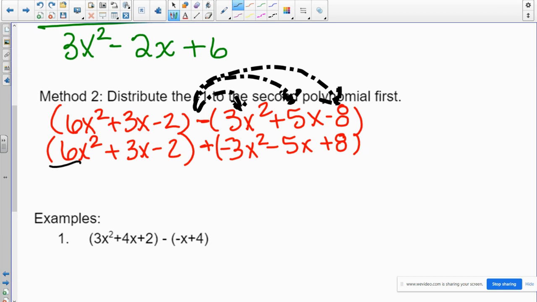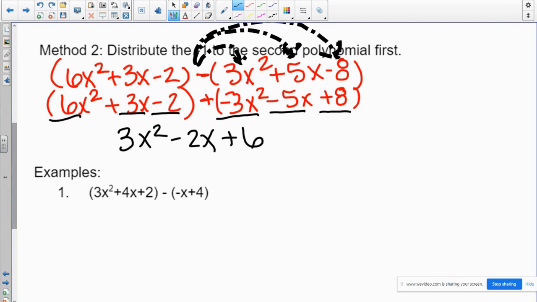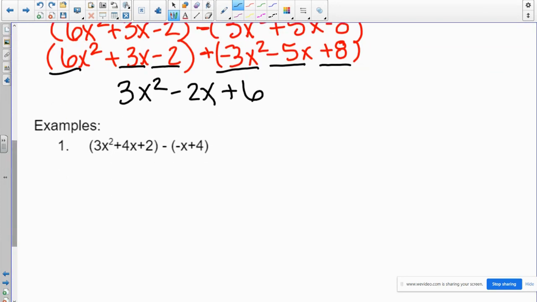So 6x squared plus a negative 3x squared is 3x squared. 3x plus negative 5x makes negative 2x, and then negative 2 plus 8 gives you 6. So you could either just think about subtraction with our method number 1, or you could distribute that negative, get rid of the negative idea or the subtraction idea, and then just add, which sometimes is easier so you don't mess up your signs. I will do this one vertically using distributive first.